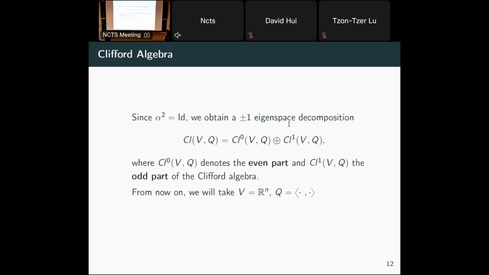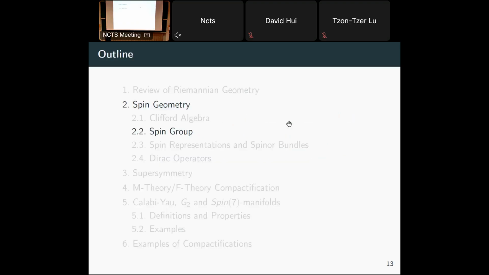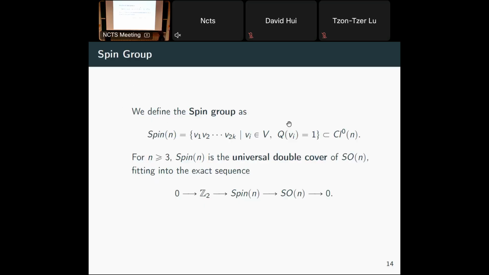So as I said before, just take your vector space to be Rn and take Q to be the inner product. And this is the notation I'm going to use from now on, CLN, to denote CL(V,Q), where V is Rn and Q is the inner product. So let's define the spin group. I have the group Spin 7 in the title of my talk. So let's look at what the spin group is.